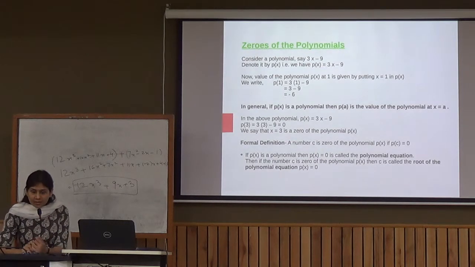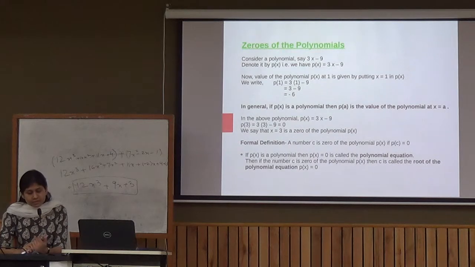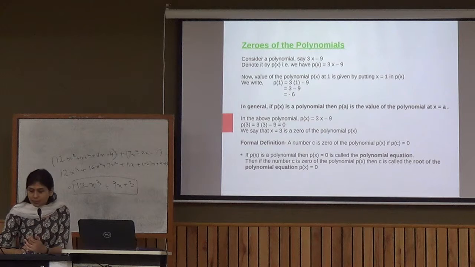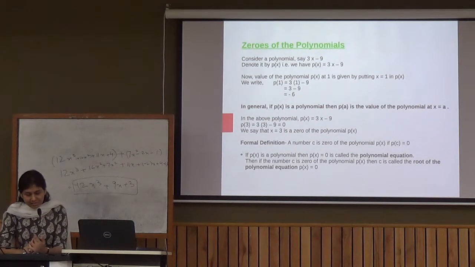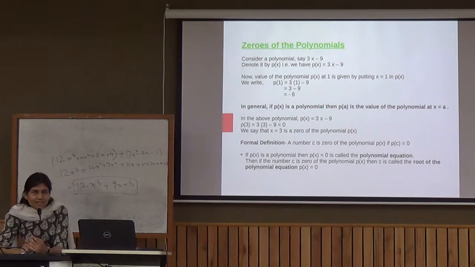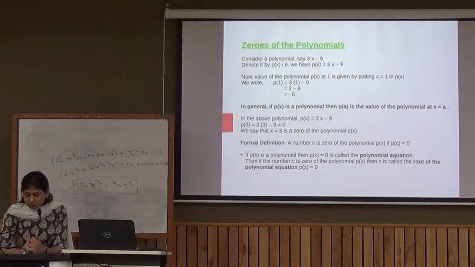Now, moving further and understanding zeros of the polynomials. This is the next topic in polynomials. Consider a polynomial, say 3x minus 9. Clearly, it is a linear polynomial. Now, if we denote this polynomial by p(x), we have p(x) is equal to 3x minus 9. Now, we wish to find the value of this polynomial at, say, x is equal to 1.